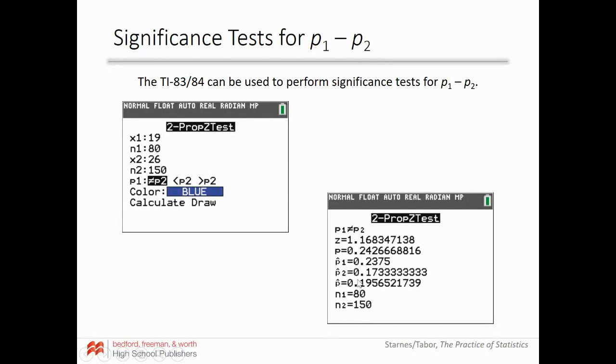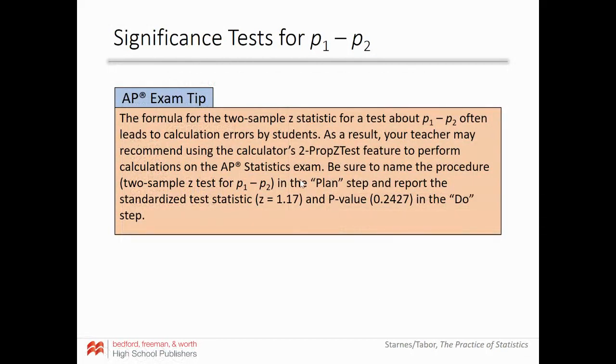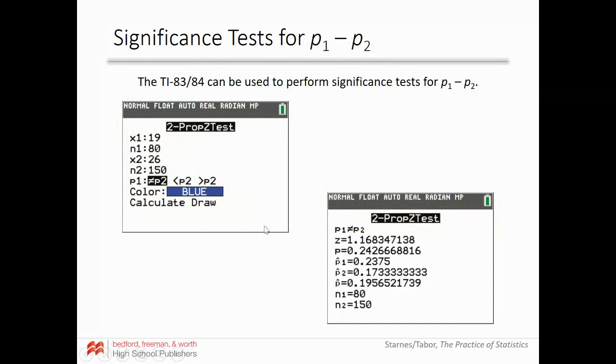You see here is our p pooled value. It's the same as when we did it by hand. And I'm going to give the same kind of warning. I do not want you to do this right away. If you do this right away, you're not going to check your conditions.